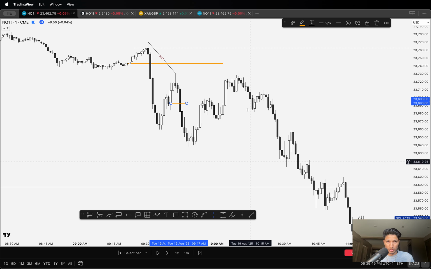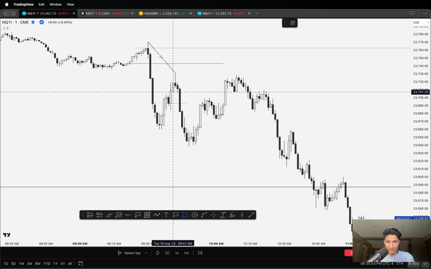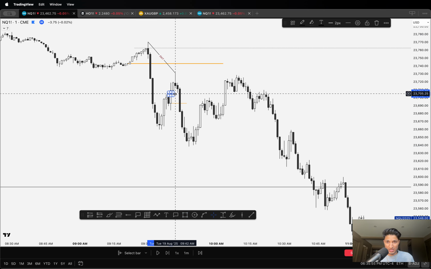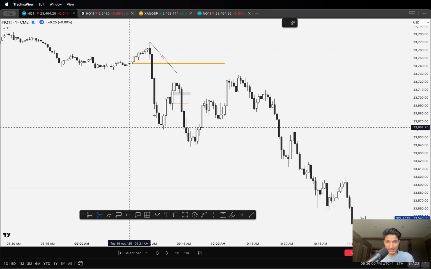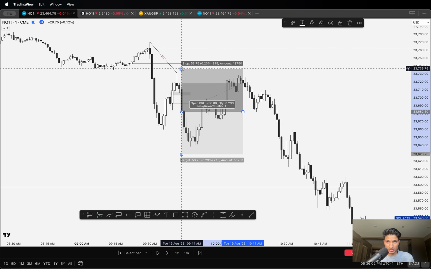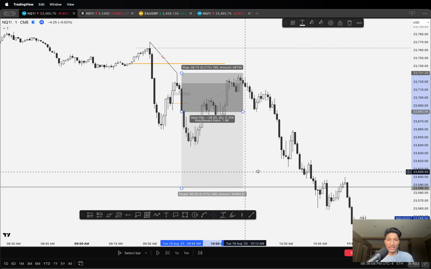So as price broke down here and shifted delivery state, what I did is I used the confluence of that change in state of delivery and this inversion fair value gap to take a sell on Nasdaq at the close of this candle, covering the wick high and targeting the low, which gave me 2R.